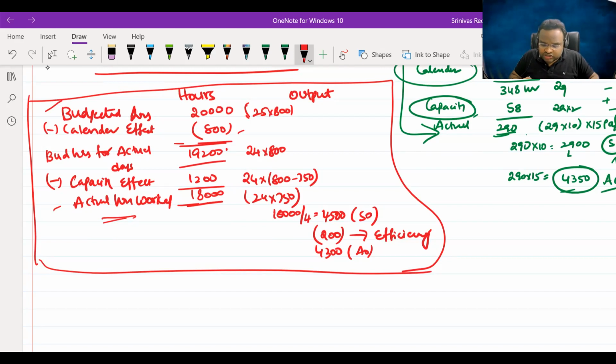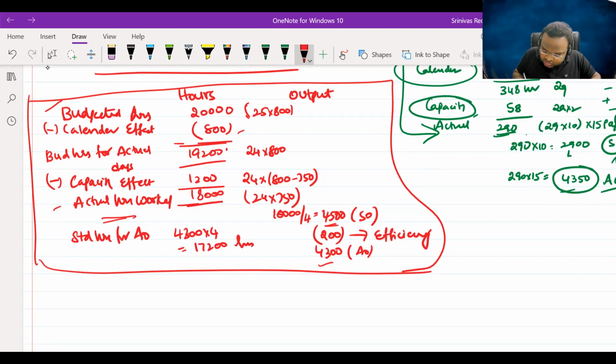Now come to efficiency. With 18,000 hours, provided 100% efficiency, you should be able to complete 4,500 units, but you have completed only how many units? 4,300. 200 units are unable to complete because of efficiency. Or you can also compare with standard hours for actual output. Because what is the efficiency ratio formula? Standard hours for actual output divided by actual hours. Standard hours for actual output: what is the actual output? 4,300 into standard hours per unit, which is 4. So how much amount?